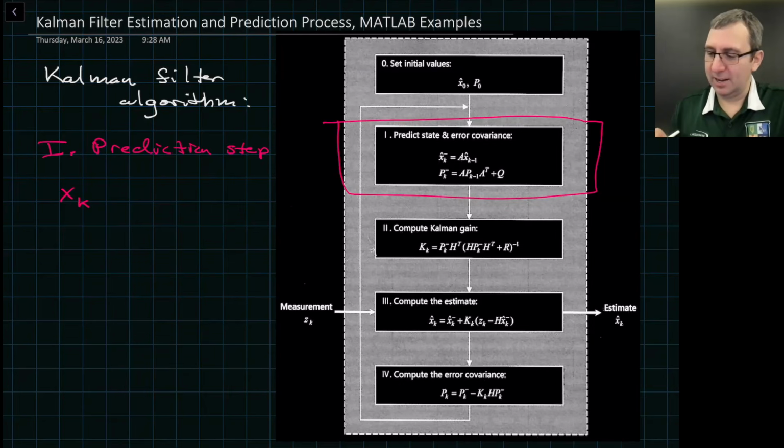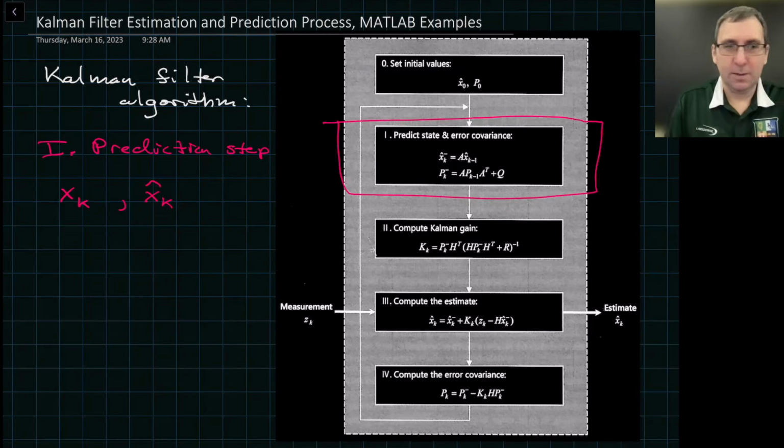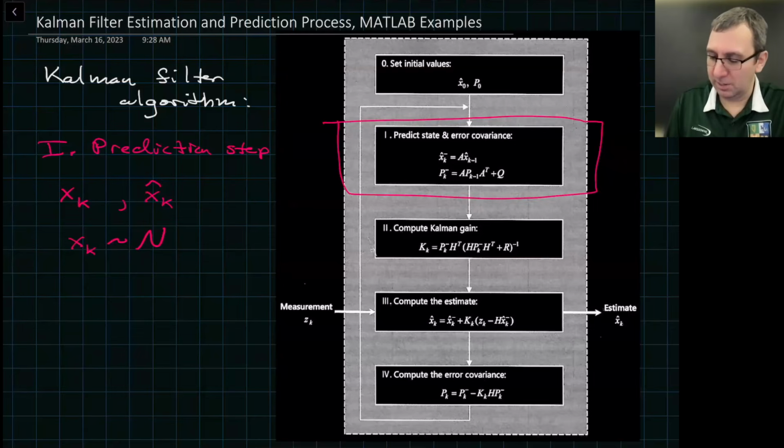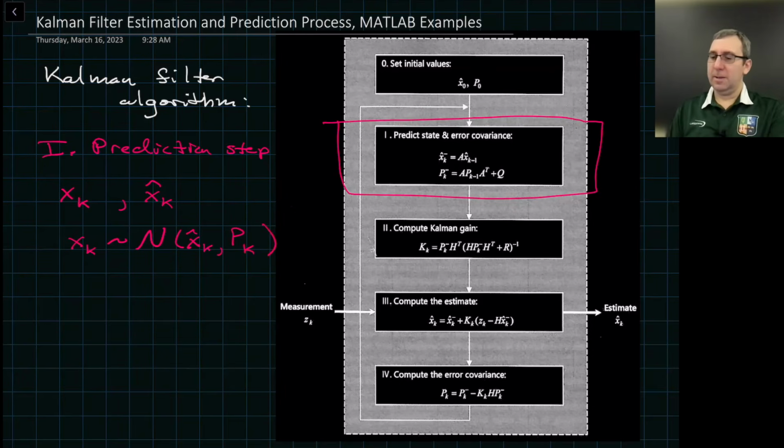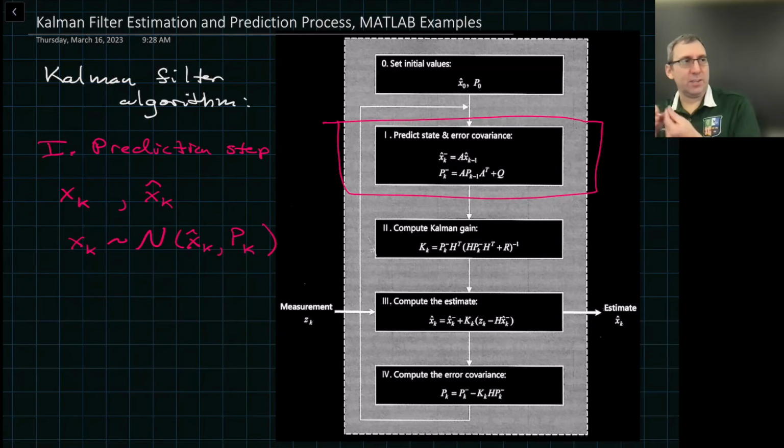Xk is the state. We don't know it. Our best estimate is what we call this thing xk with a little hat over it, because we don't know it. And the assumption is that the true value is given by some normal distribution. That's what this N means, with the mean of xk hat and a covariance given by that Pk. So that's one of the things that the Kalman filter does. It's basically giving you a normal distribution at each time step for what the estimate is.